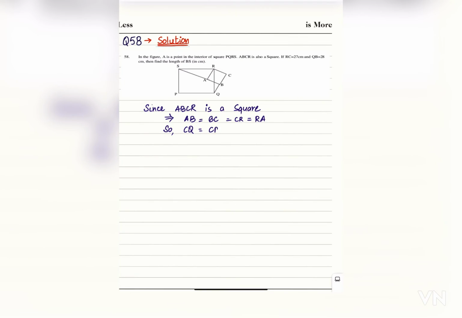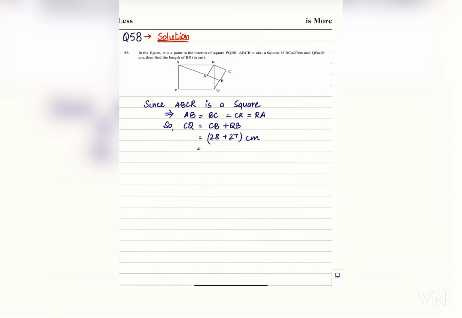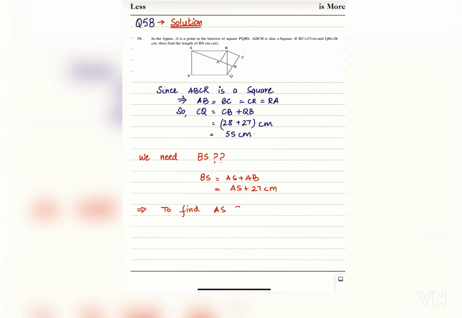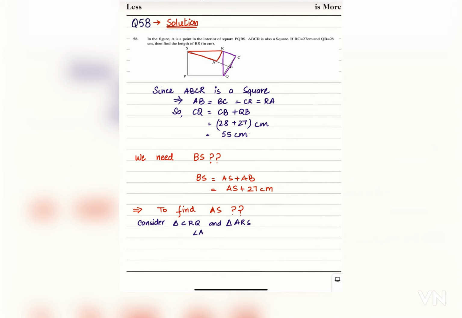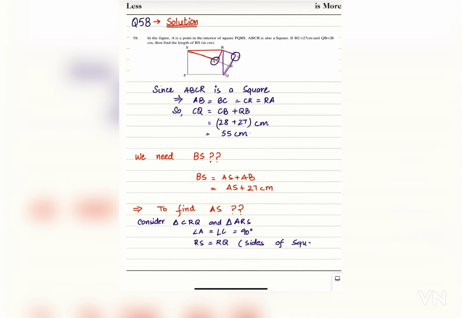Now in the next question, we are given this figure. We need to find the length of BS. So here kids, we know that ABCR is a square, so all sides are equal. And CQ equals CB plus QB. So we get the value of CQ. We need to find BS. BS is the sum of AS plus AB. So let's find AS now.